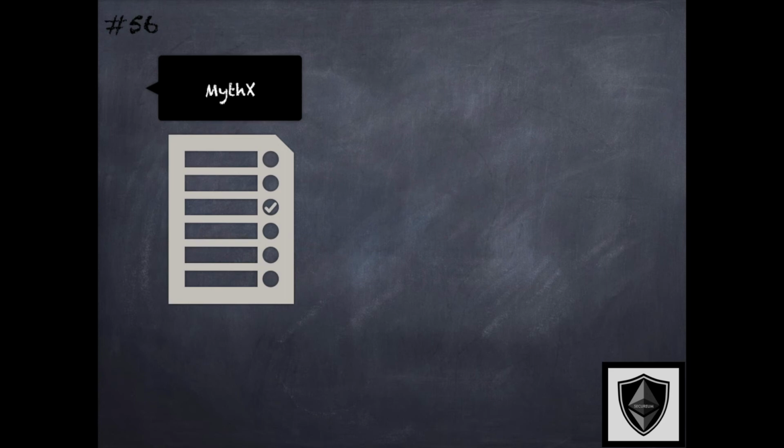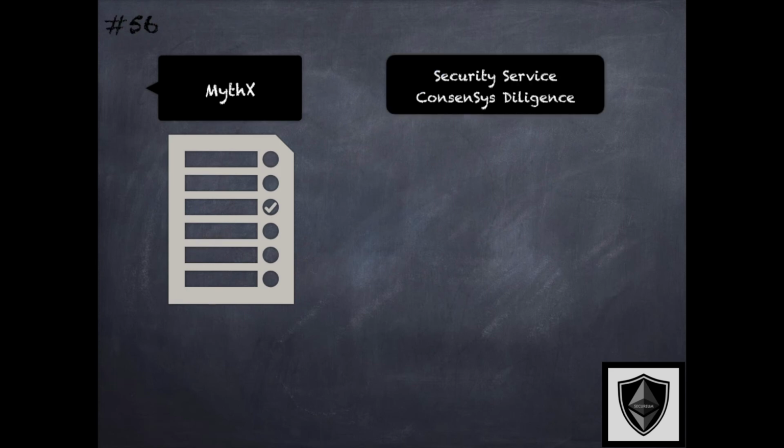Now moving on to tools from Consensys Diligence. Mythrill may be considered as their flagship tool. Mythril is a powerful security analysis service that finds vulnerabilities in Ethereum smart contract code during the development lifecycle.